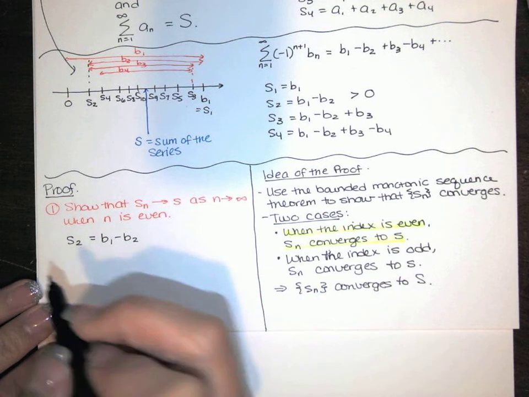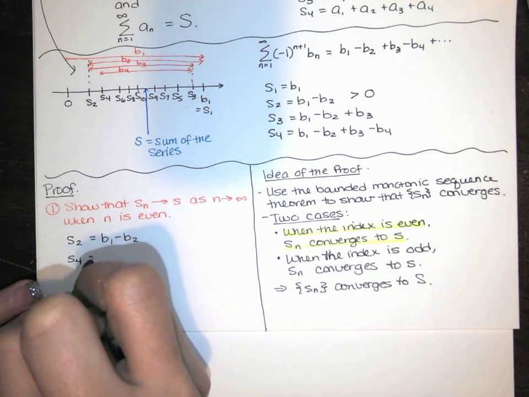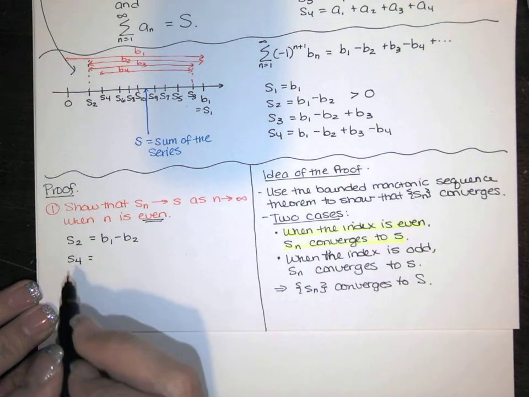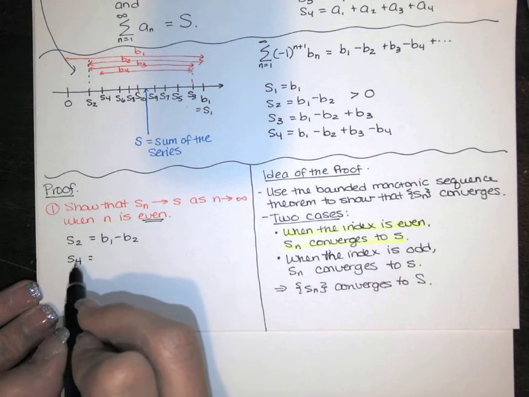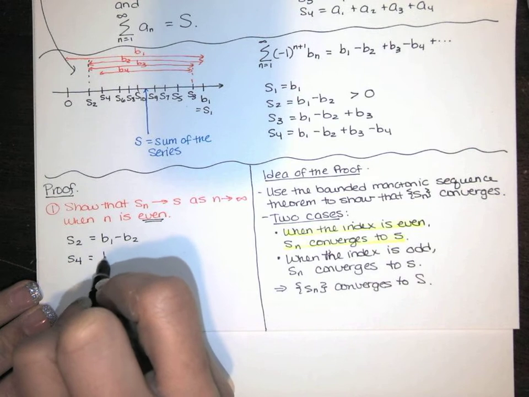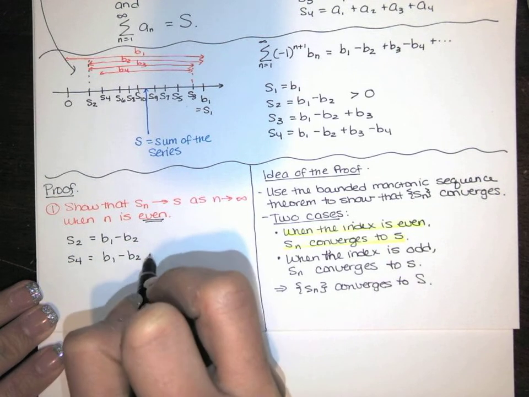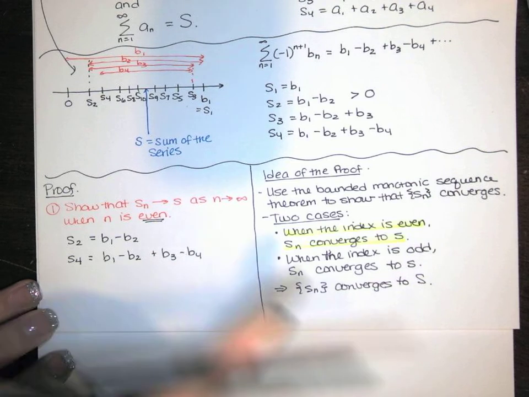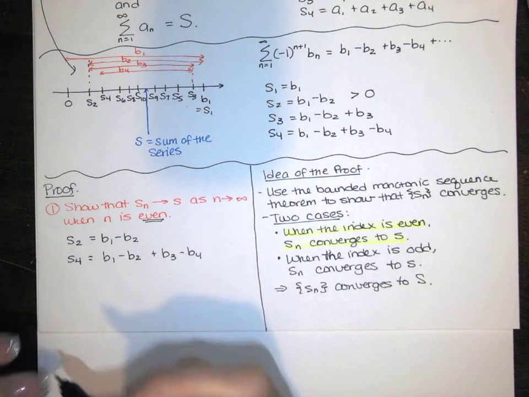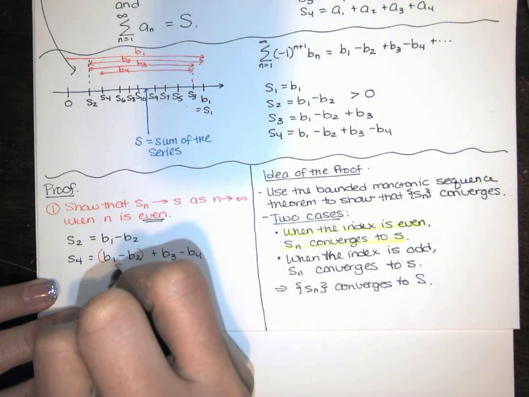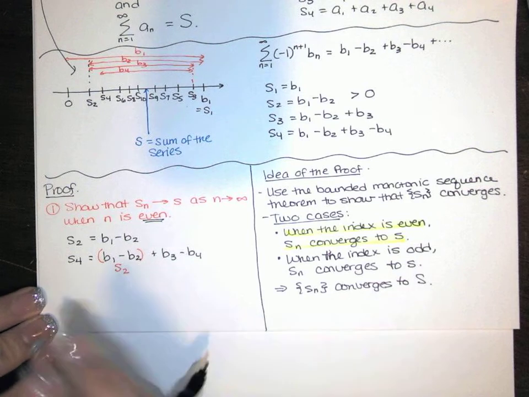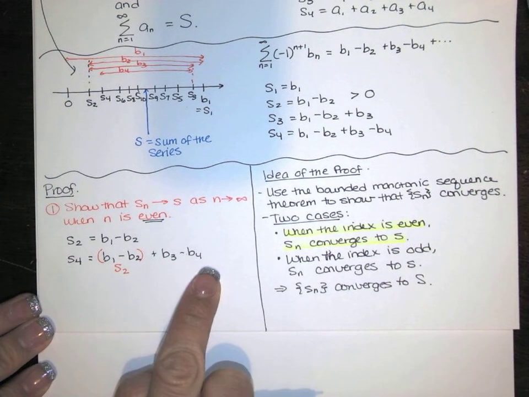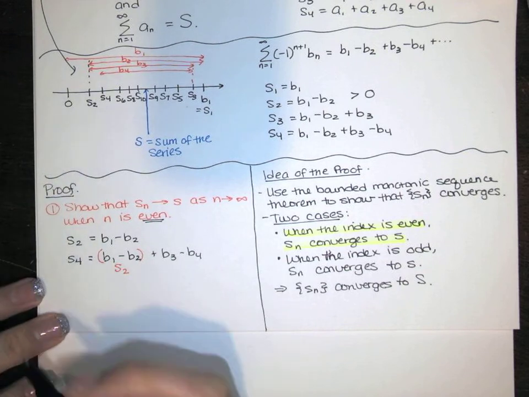Okay. Well then, S sub 4, because we're looking at the sequence of partial sums when n is even. When n equals 4, we get b sub 1 minus b sub 2 plus b sub 3 minus b sub 4. It's the sum of the first four terms. But notice that this is just S sub 2. So S sub 4 is S sub 2 plus two more terms.